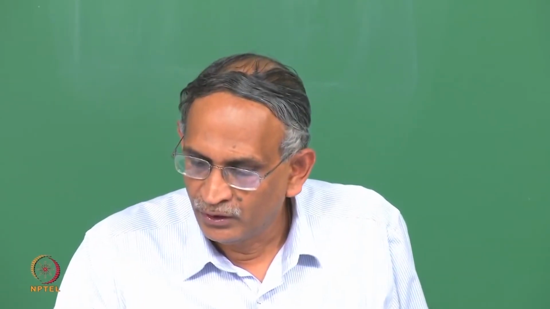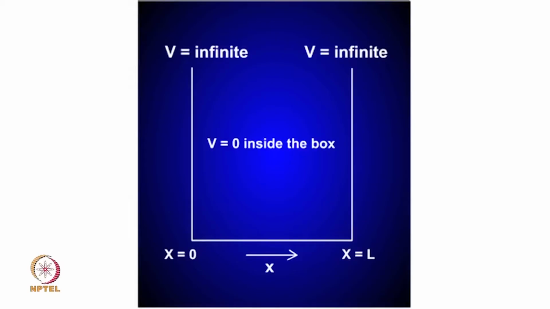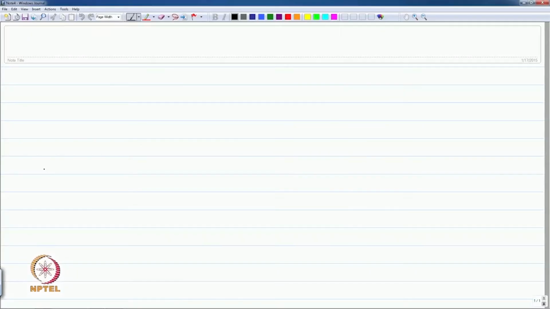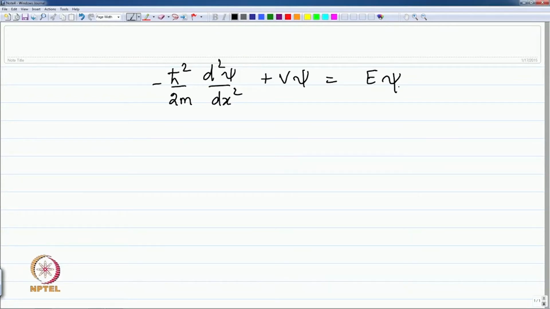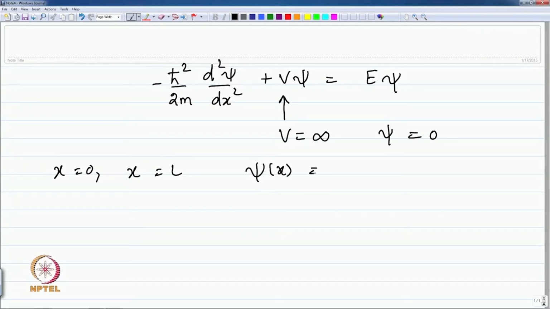And what does this particle give you? Now, let us look at the equations. We have minus h bar square by 2m d square psi by dx square plus V of psi is equal to E of psi. If the potential is infinite, then psi has to be 0 in order to satisfy that. Therefore, at the boundaries x equal to 0, x equal to L, the wave function psi of x is 0.